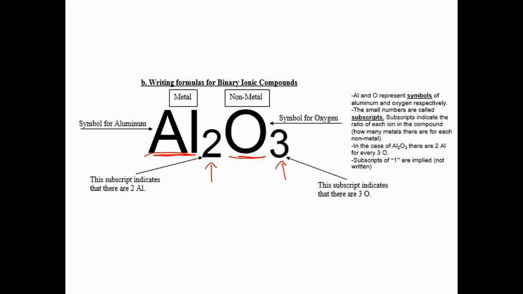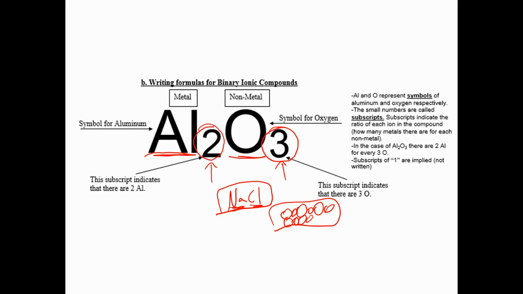Because if you remember from the previous review video that we saw, ionic compounds don't exist as individual units. There's no such thing as an NaCl molecule. Instead, it exists in this ratio of Na to Cl crystal. So what we do is we tell you for every one Na, there's one Cl in that crystal. So over here, for example, we'd be saying that for every 2 aluminums, there's 3 oxygens in that crystal. So your metals on the left, your non-metals on the right.